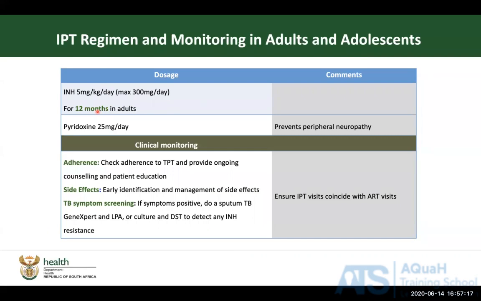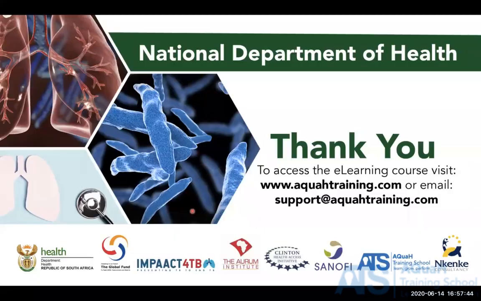Ensure that patients taking isoniazid are also given pyridoxine 25 milligrams per day to prevent peripheral neuropathy. Ensure that adherence and counseling is given. We monitor side effects, and there's regular TB symptom screening, and ensure that those who are symptomatic are investigated and those who are asymptomatic can then continue to take their prophylaxis.